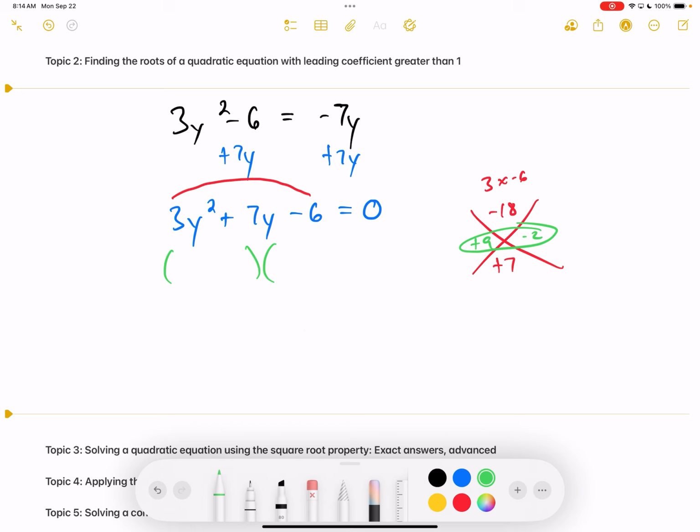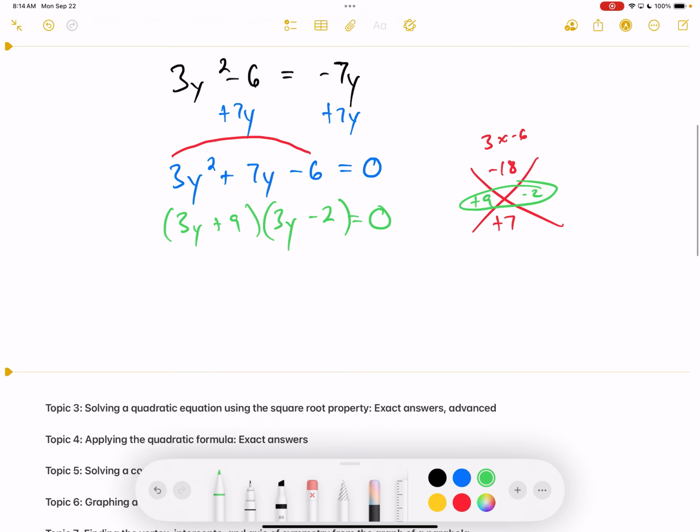Okay, so if you're doing factor by grouping, this is where we go a little bit differently here. The way that I do it, though, is I would write 3y at the beginning of both of them because I multiplied by 3y to start. And then I write my +9 and -2. So kind of the same setup as what we did on number 1. But this obviously isn't right because if I foiled it, it wouldn't work out.